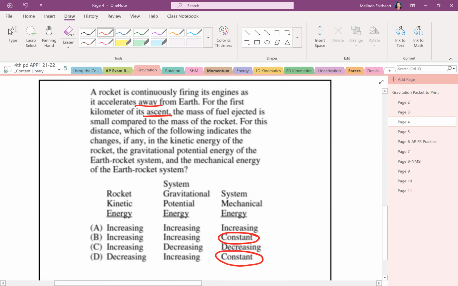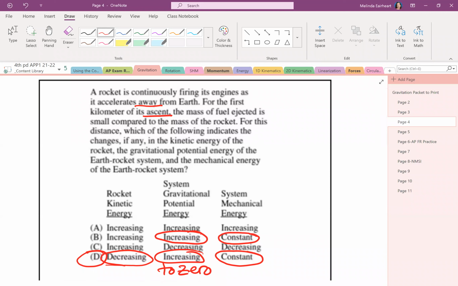And then notice both of those line up with system gravitational potential energy is increasing. Does that make sense that it's increasing? It's increasing to zero. So again, quadrant four. And then what's happening to the kinetic energy as it ascends? Decreasing. So final answer is D. Good deal?